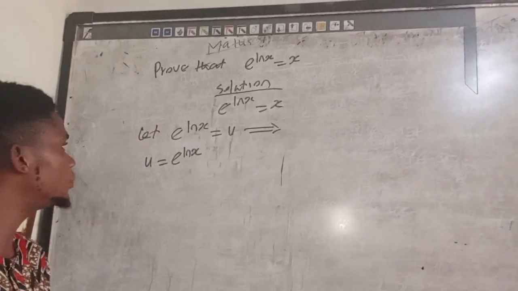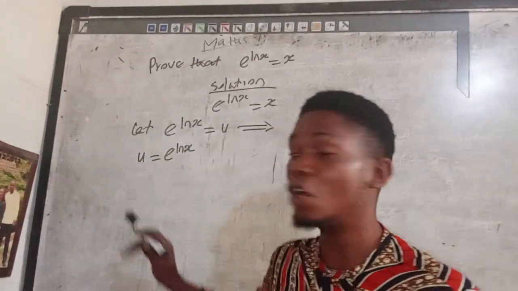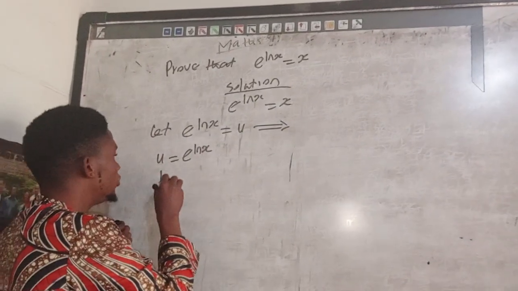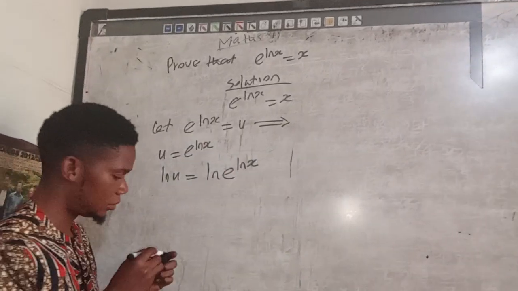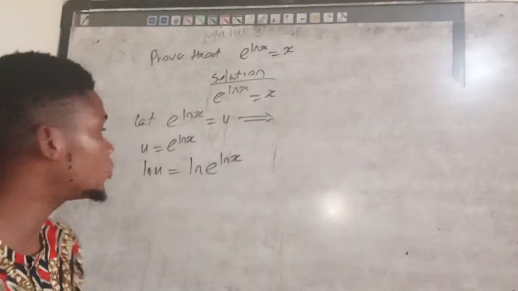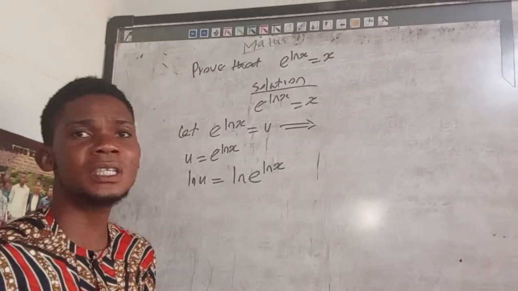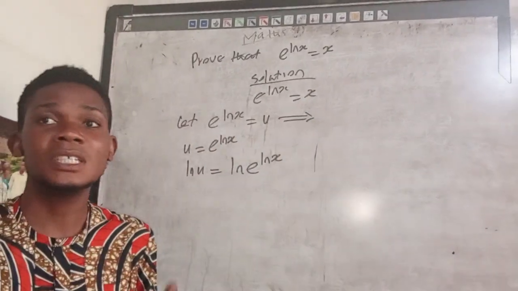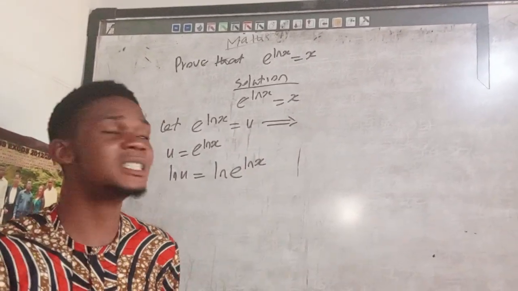Now this is what to do. To solve a problem like this, we take ln of both sides. When taking ln of both sides, we have ln u will give us ln of e raised to ln x. Now you ask yourself, what should we do here? Look, in the laws of logarithm, when a number inside a logarithm is raised to a power, the power will be used to multiply the logarithm of the number itself.